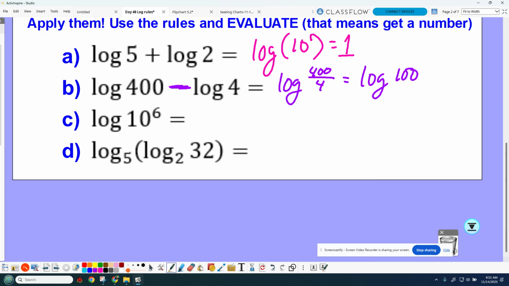So Jonathan, log 100. What is log 100? 2. 10 to what power is 100? Well, the whole thing comes out to 2.